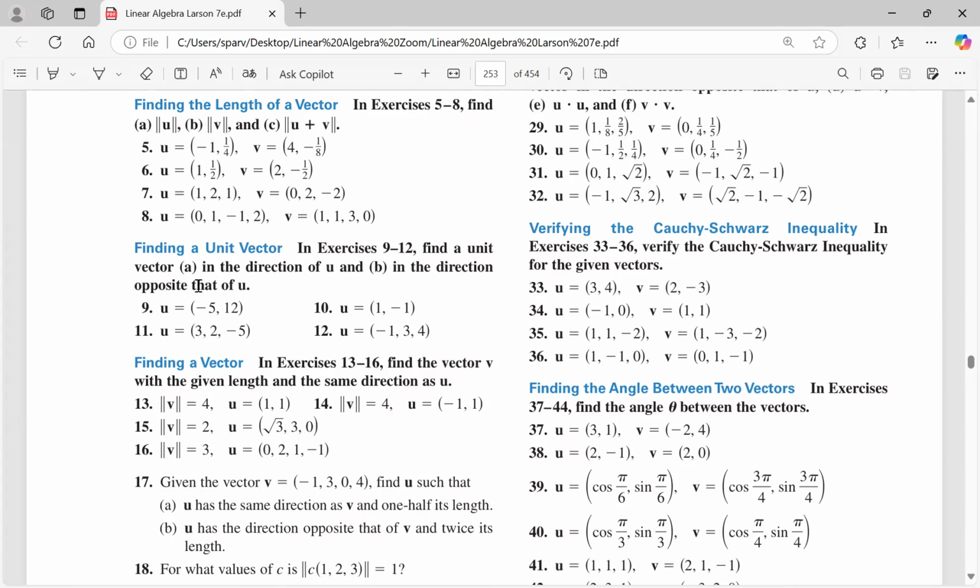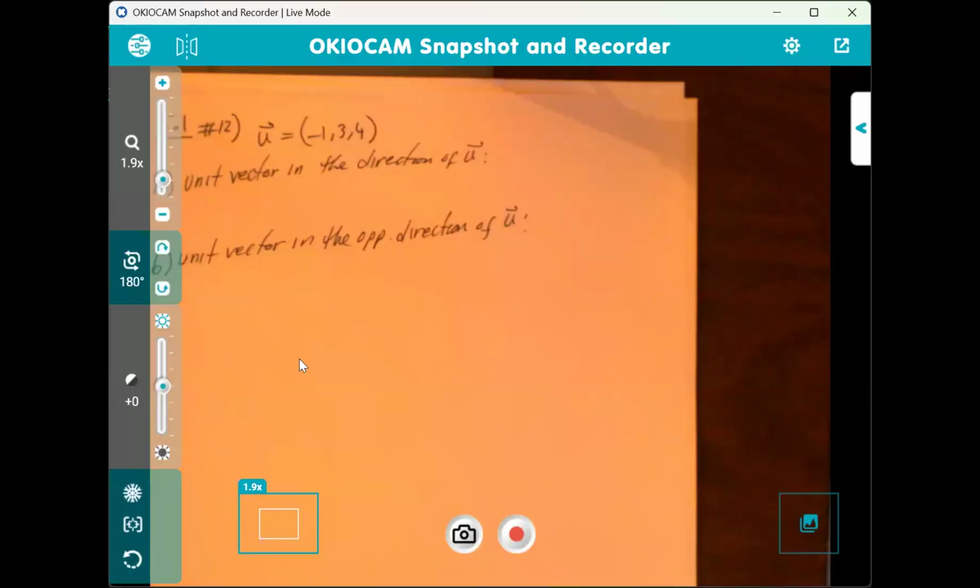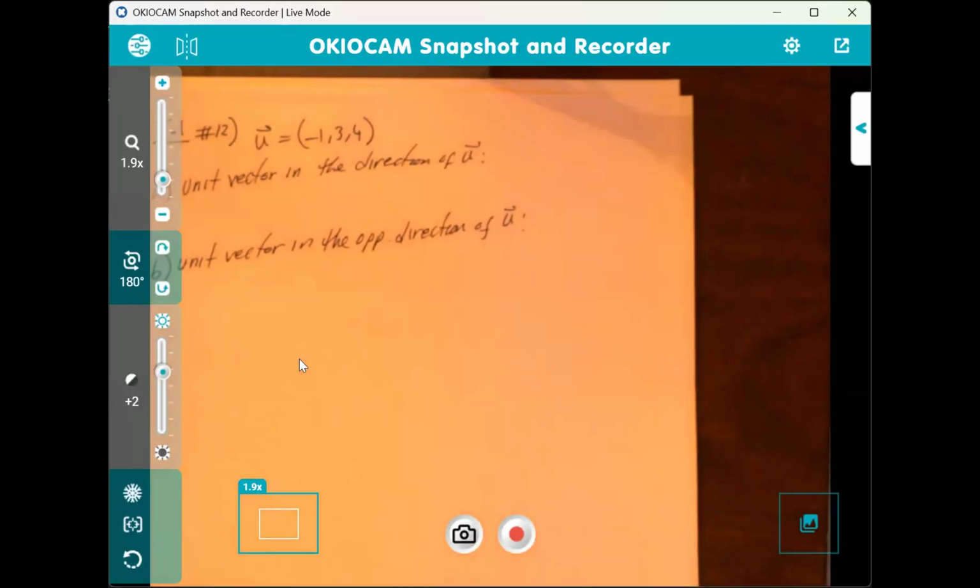So let's see how we're going to do this. And once we do part A, part B is going to be easy. We want a unit vector in the opposite direction of U. All right. So for this one, how are we going to do this? Well, a unit vector in direction of another vector. First, let me switch to my notepad here. Okay, this one.